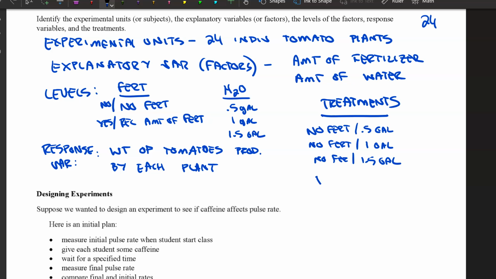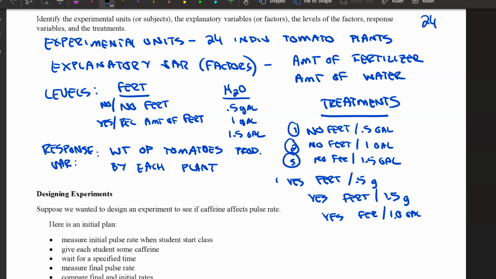And then our fertilizer treatments. Fertilizer, yes. 0.5 gallon, yes, fert. 1.5, yes, fert. 1.0 gallons. So we actually have 6 different treatments. So if we had 24 plants, we would divide 24 by 6. We're going to randomly assign these treatments to 4 of the plants. That's what we would probably want to do if we were running this experiment, perhaps.